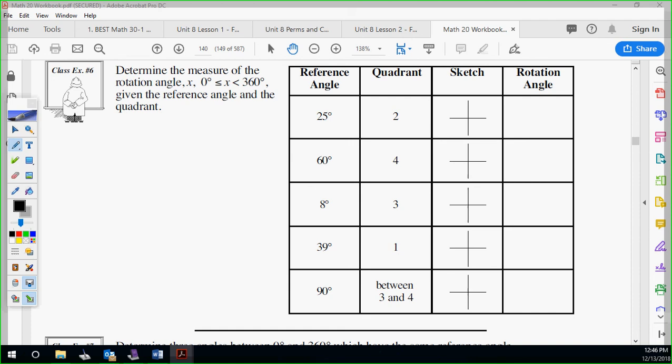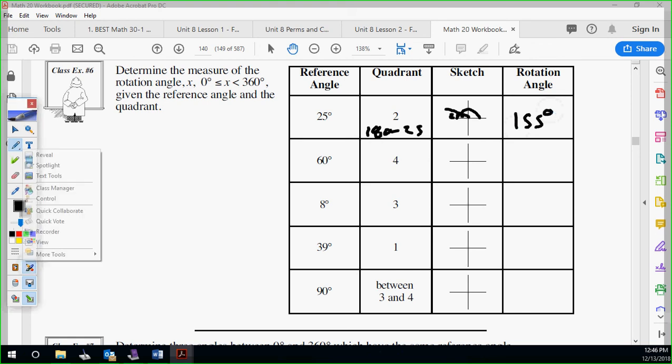So 25 in quadrant 2. So that means this is 25. So I'm trying to figure this out. 180 minus 25, 155. It's my rotation angle. Go ahead and try a couple. I'll pause the video. Okay, so I'll put them up here, guys. You guys tell me if you got them right or wrong, if you're not sure why.